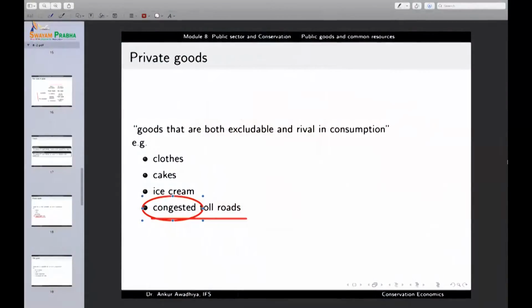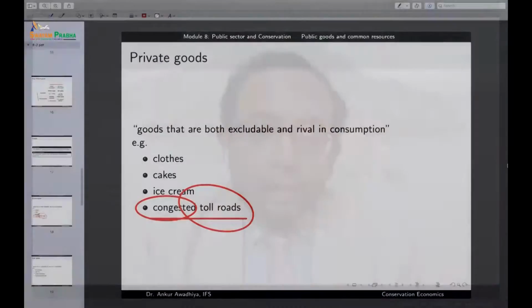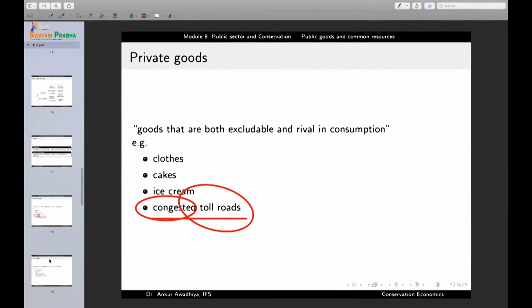But at the same time, it is also excludable because it is a toll road, which means that we can say that we are not going to permit other people to use this road if they do not pay for getting inside. So it can be excluded. We can raise the price of getting inside to be so high that people effectively cannot use the road at all. So it can be excluded. So congested toll roads are also private goods.